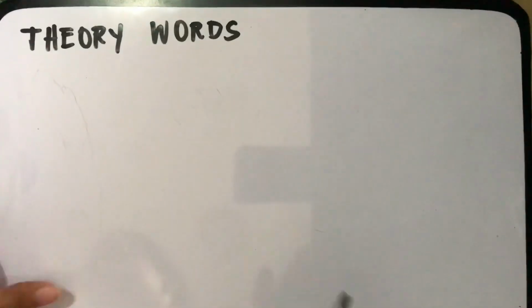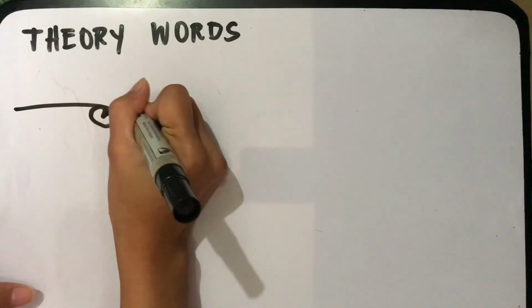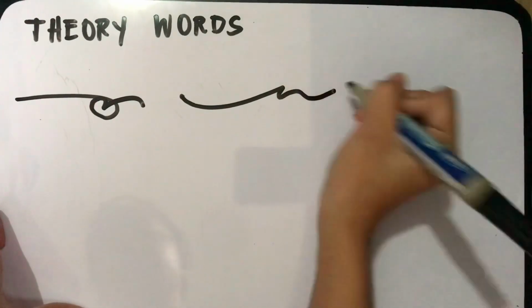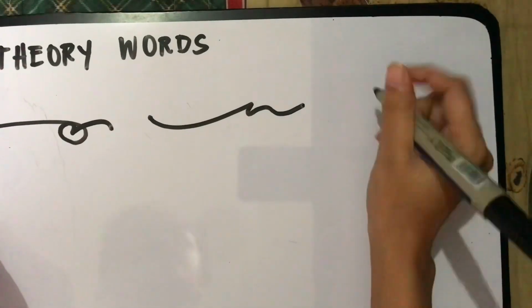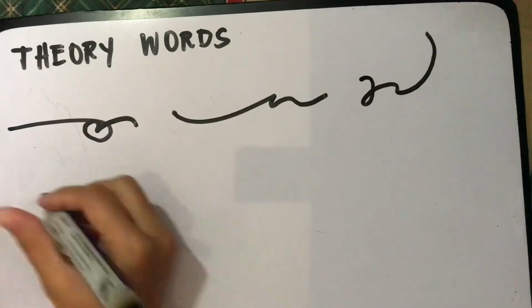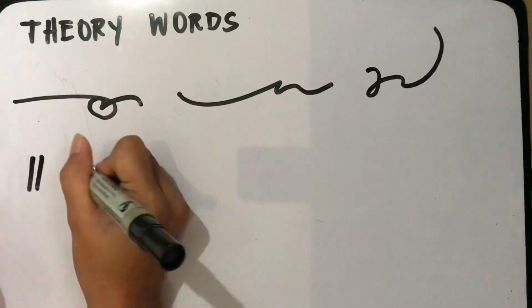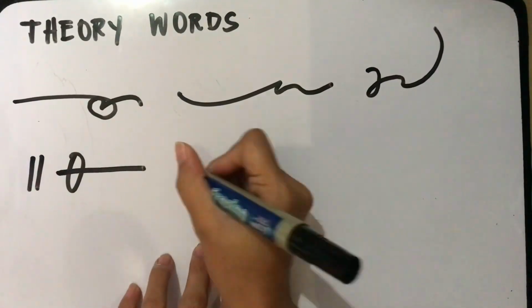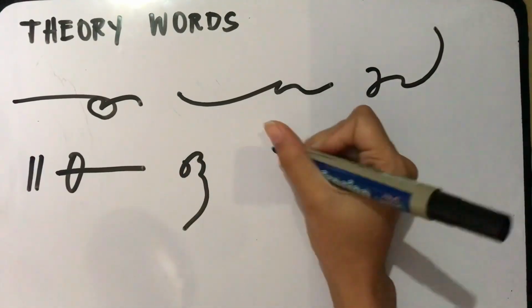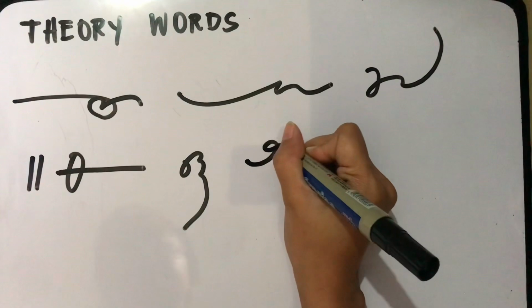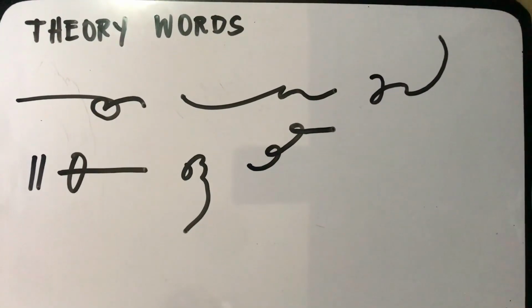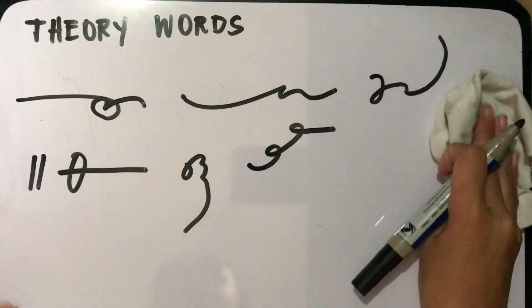In theory words, we have the word mic, locker, second, 11 a.m., useful, and return. Those are the words that are present in our theory words.